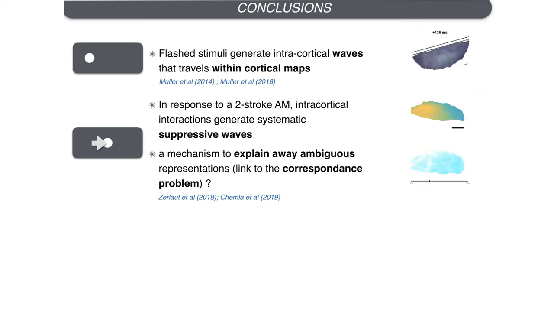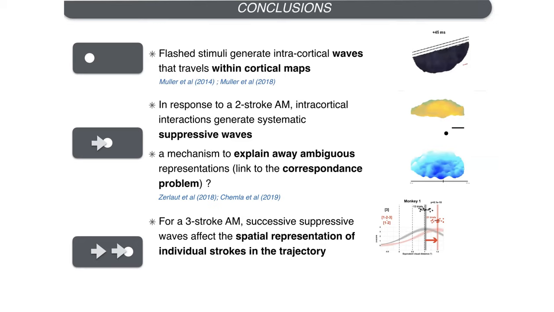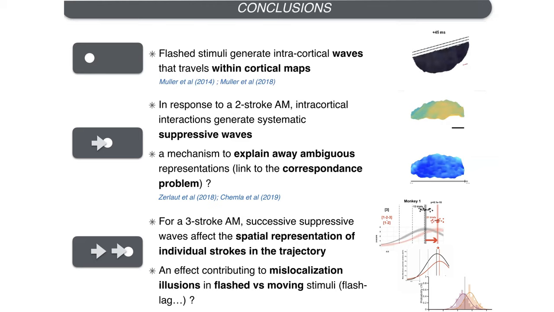Now, if we add a third stroke to the apparent motion sequence, what we observed, and that we did not observe in the two-stroke apparent motion, is that the representation of the third position is displaced in the motion direction. And this is observed in voltage dye imaging, in the model, and in psychophysics. And we believe that this effect can contribute to mislocalization illusions, such as flash lag, but many others.